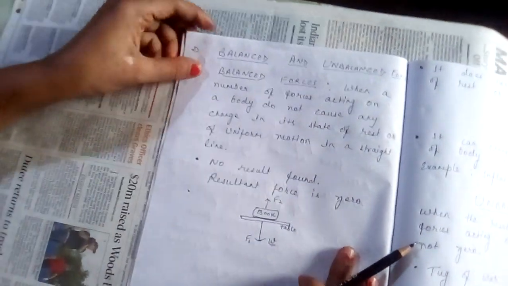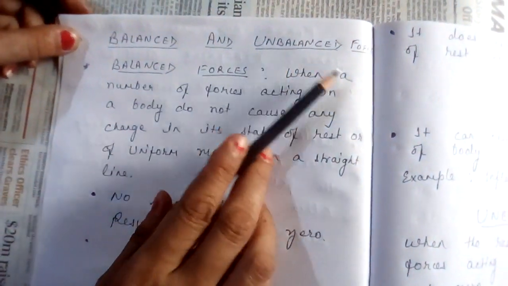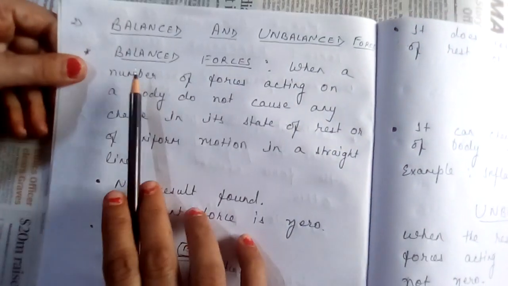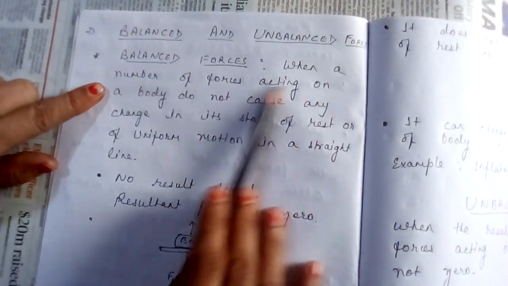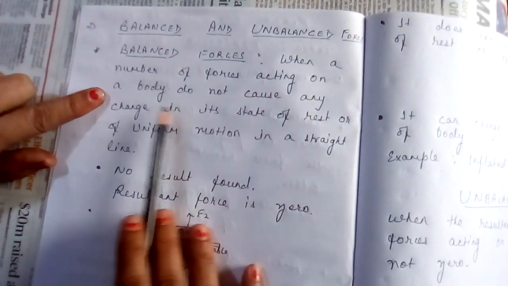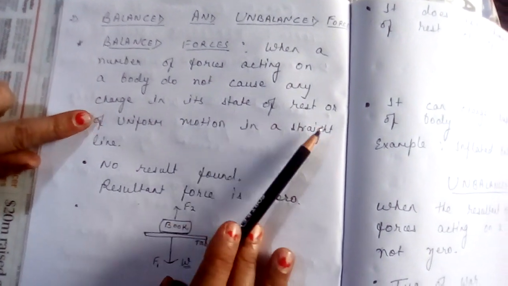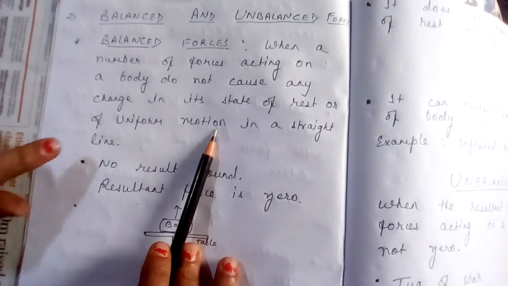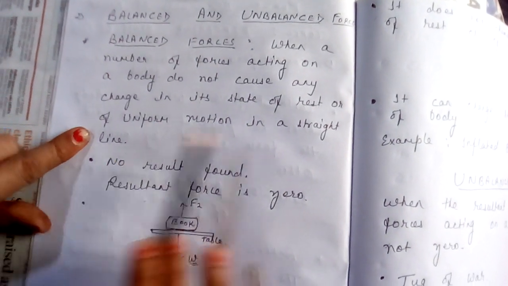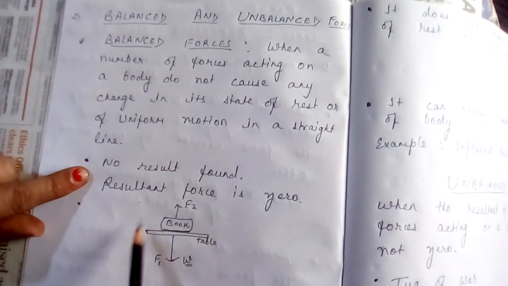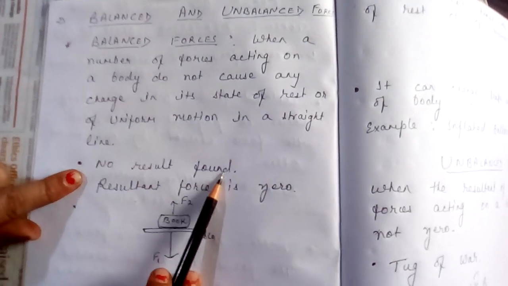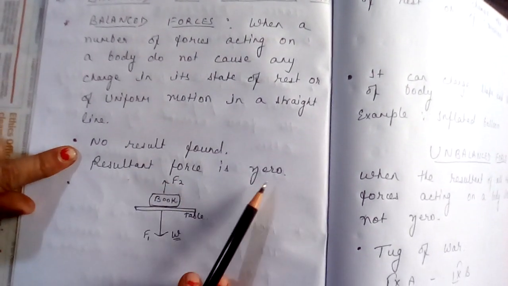Come to another type, balanced and unbalanced force. Balanced force: when a number of forces acting on a body do not cause any change in its state of rest or of uniform motion in a straight line. Here what you find, we will not get any result. Resultant force will be zero.